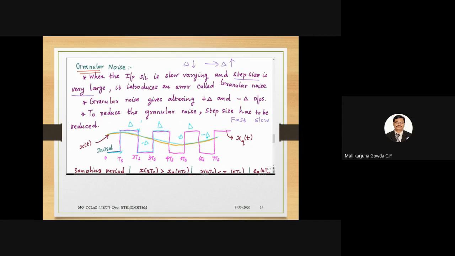So this granular noise, here is an example of what you can see. This is x of t. Here it is not changing much, right? But the step size is large, right? So to begin with, 0 to Ts, it will compare here, it will increase, right? Because the staircase approximate signal is less than the original analog input signal, so it will be incremented by delta. Then it will come to this point.